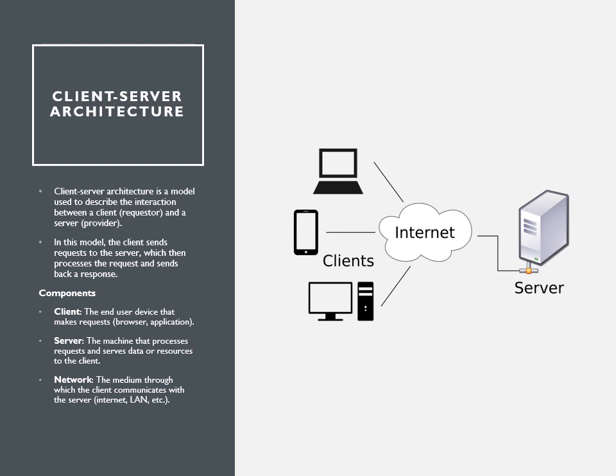Now, looking at the individual components, the client is the end user. This end user consists of the devices which the user makes use of to make requests, while the server is the machine that processes the request and serves data or resources to the client. The network, which is the internet, is the medium through which the clients communicate with the server. It can be the intranet, internet, LAN, or any other form of communication one chooses. So the entire pictorial representation depicts a client-server architecture.